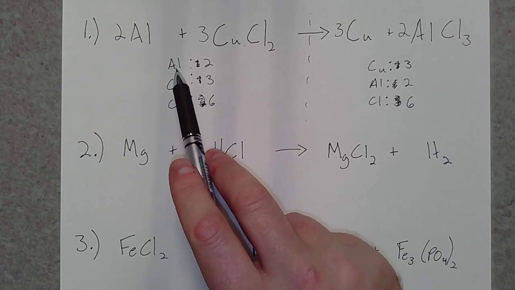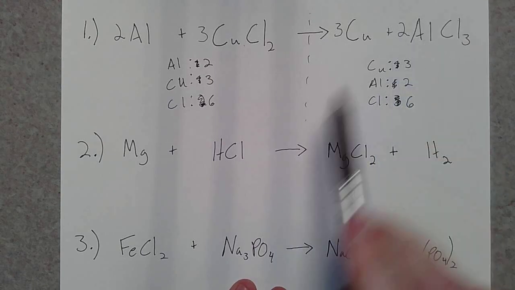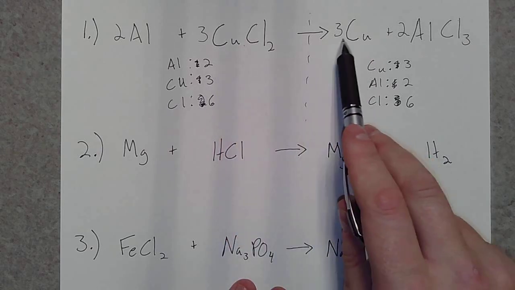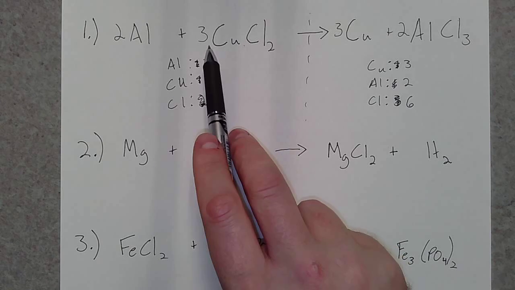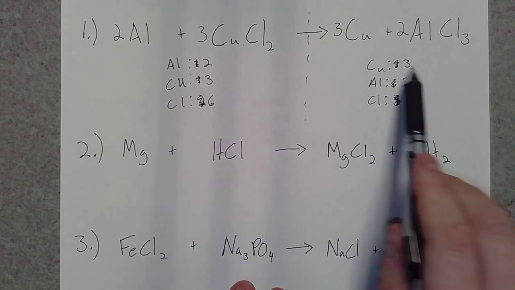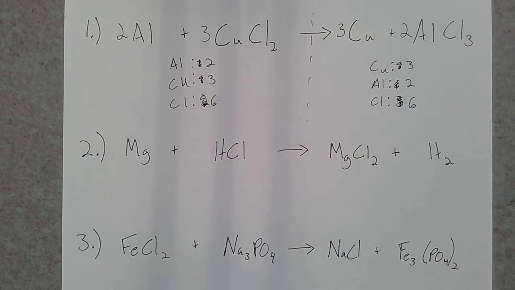I have 2 aluminums over here. Yep, I have 2 aluminums over here. Yep, I have 3 coppers over here. Those are good. Chlorine, I have 6, and I have 6 here. And these match, and these match, right? And that's the important part.